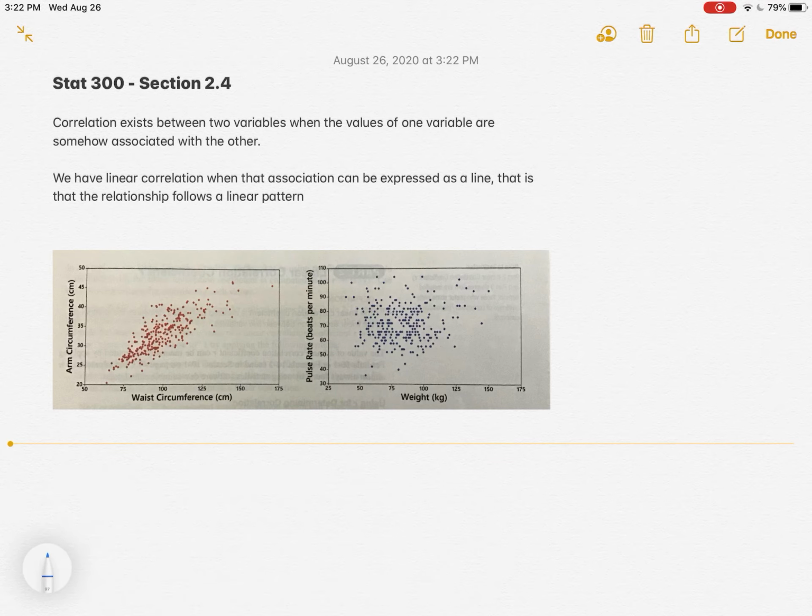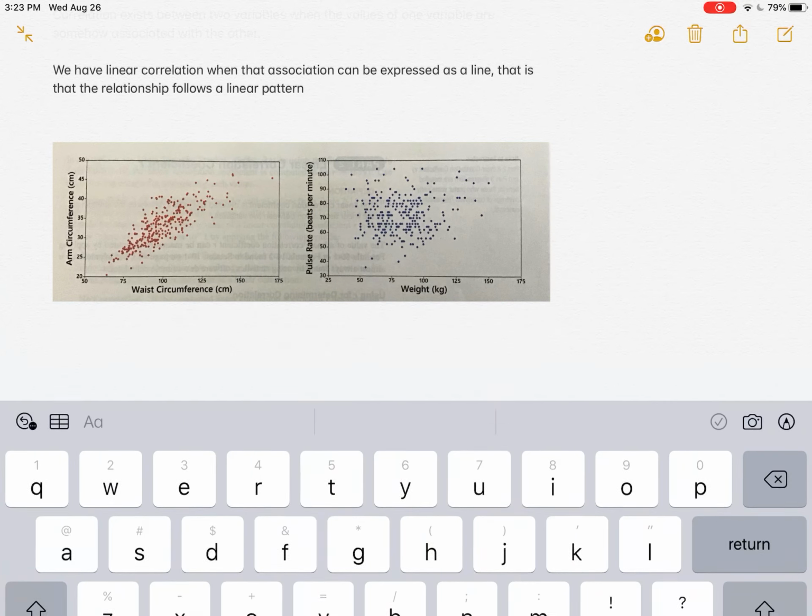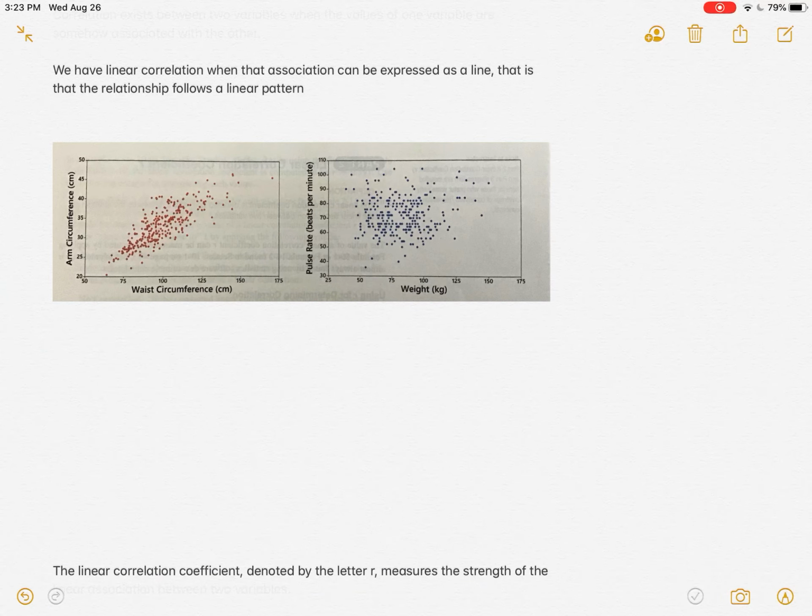And so what I have for you is a picture, and these pictures are what the book, and all statistics, refer to as scatter plots. So scatter plots plot data together. You can see this very first one. I don't think I can make it bigger than what it is right now, but it's plotting waist circumference to arm circumference.